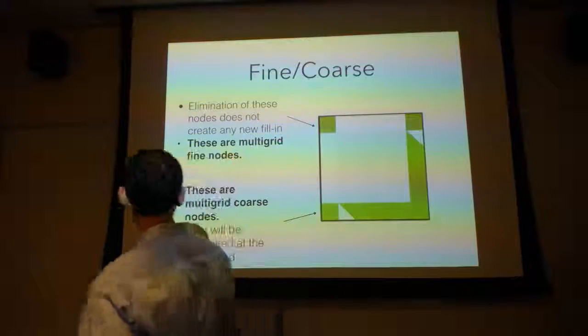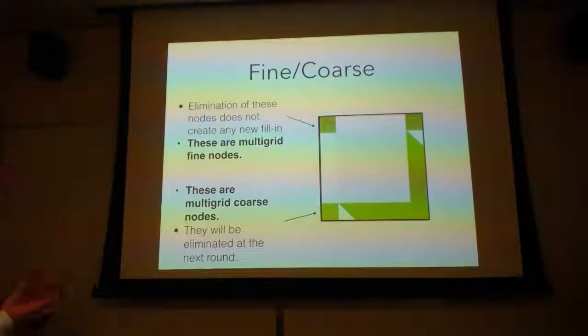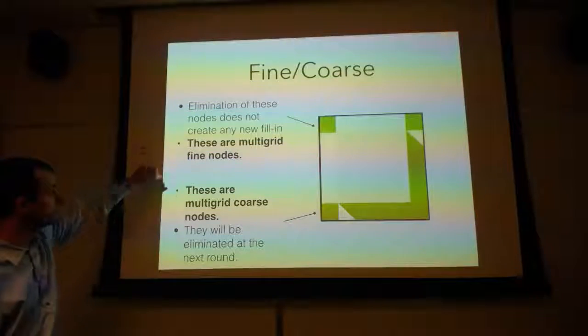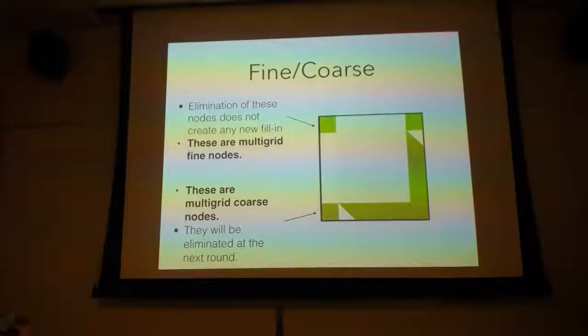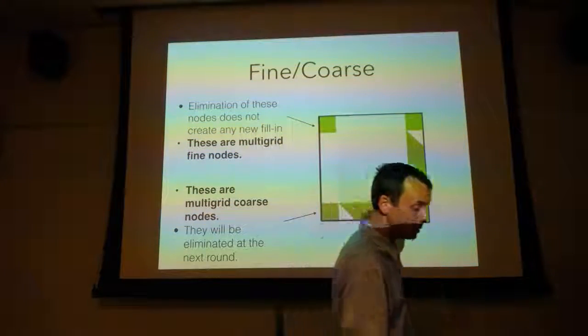So you keep doing your Cholesky factorization, and then you remove this fill-in through these low-rank LU operations, and then you partition into fine and coarse, and then eliminate the fine. The coarse unknowns correspond to the next level in the grid, so these will be eliminated at the next round.